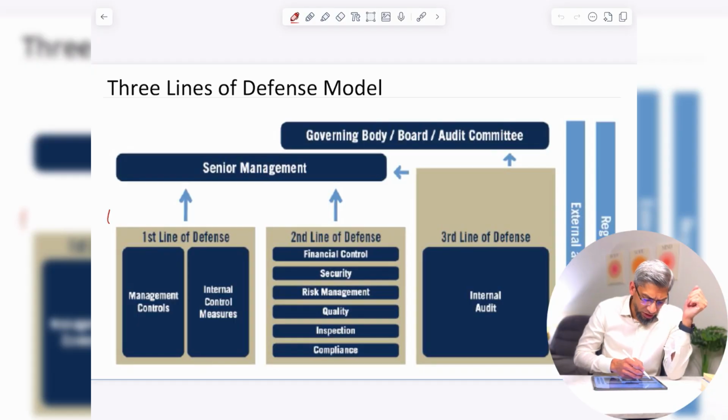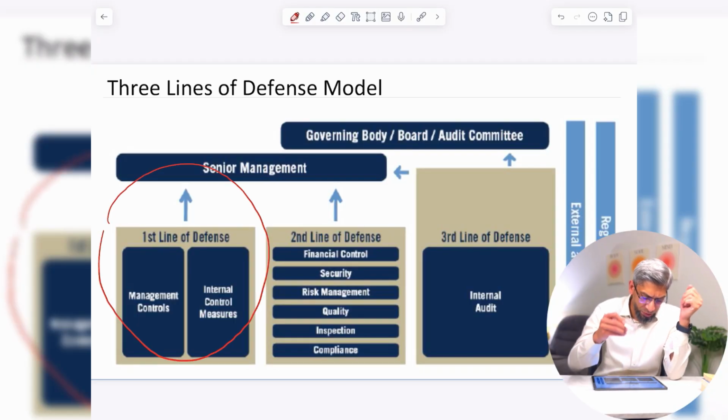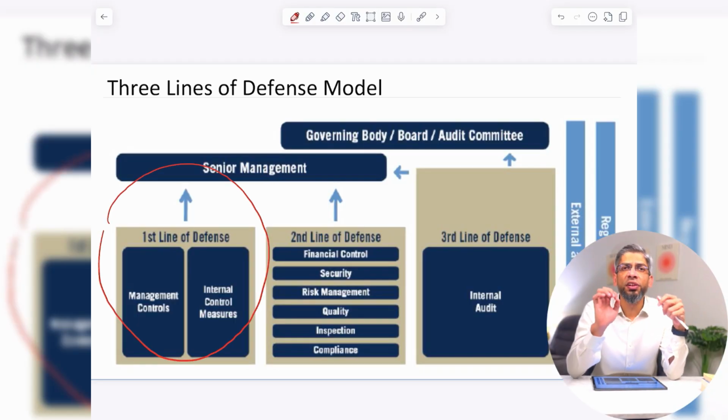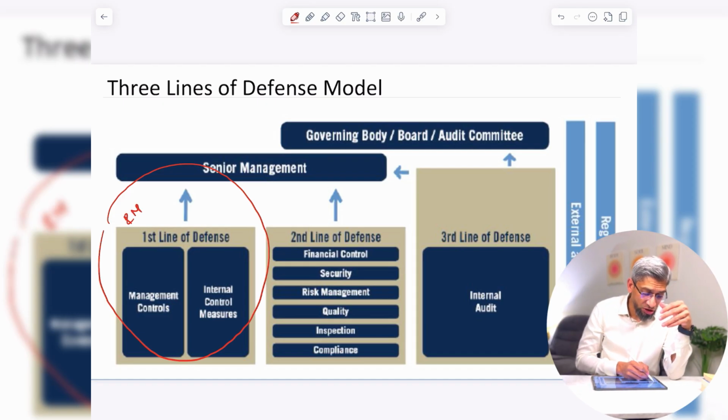So for example, the first line of defense is your management controls. The first line of defense are the people who are going into the market: the relationship managers, the customer representatives, the surveyors, all of the people on the front line where they are directly interacting with the client.